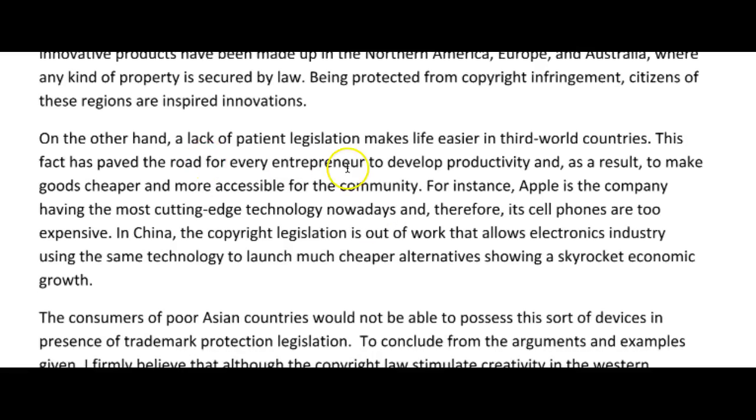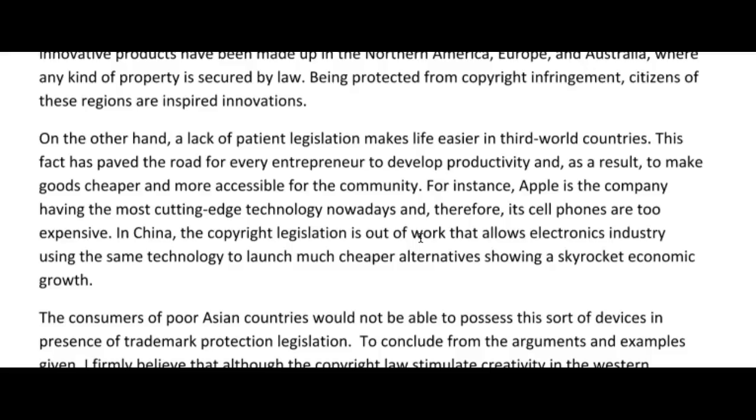"On the other hand, a lack of patent legislation makes life easier in third world countries. This fact has paved the road for every entrepreneur to develop productivity and, as a result, to make goods cheaper and more accessible for the community. For instance, Apple is the company having the most cutting-edge technology nowadays, therefore its cell phones are too expensive. In China, the copyright legislation is out of work that allows..." Okay, no. Out of work is when you're unemployed.